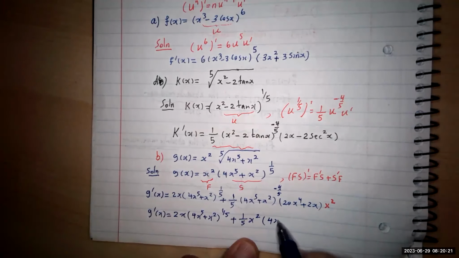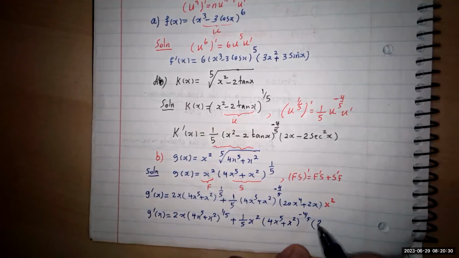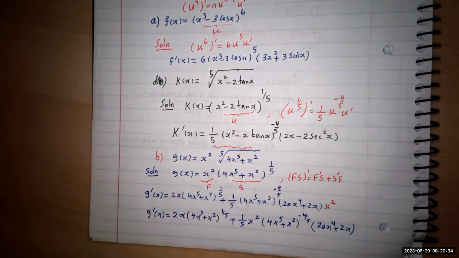Now I have plus 1/5 of x squared times (4x^5 + x^2) to the negative 4/5, times (20x^4 + 2x), and then you're done. It's customary to write it down in this format. In case it was something like 2x squared, 3x squared, then you multiply the numbers, the coefficients. Otherwise, this would be the final answer. Any question?